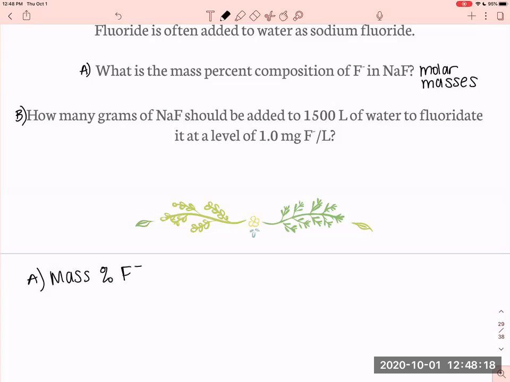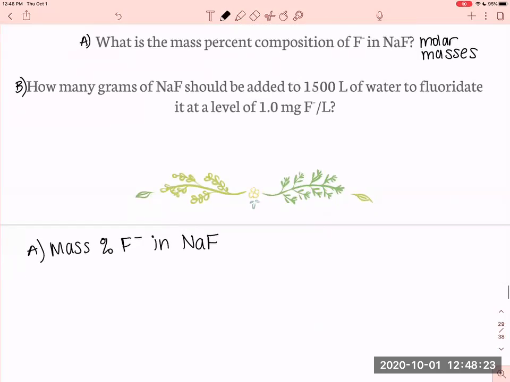of fluoride in sodium fluoride. Make sure that you're not saying mass percent of fluorine, because F- is called fluoride. So let's set up our formula. Mass percent of fluoride is going to be the grams, and I know I'm using grams because I say mass. If I said volume percent, I'd use milliliters or something, but it's the grams of fluoride over the grams of sodium fluoride. How many fluorides are there? There's one fluoride, so I don't need to multiply it by anything. We're going to multiply it by 100 to get that percent.